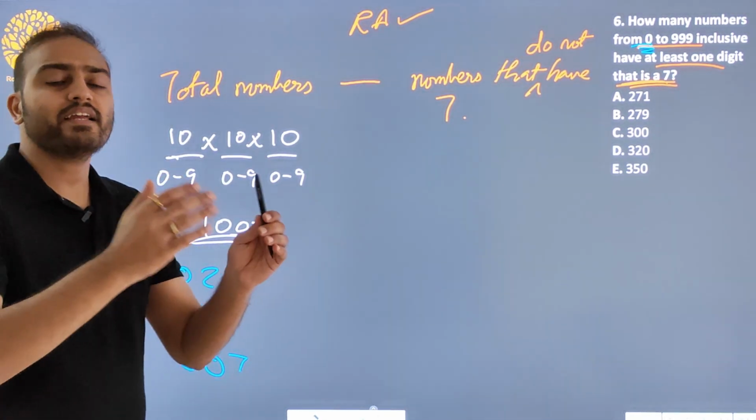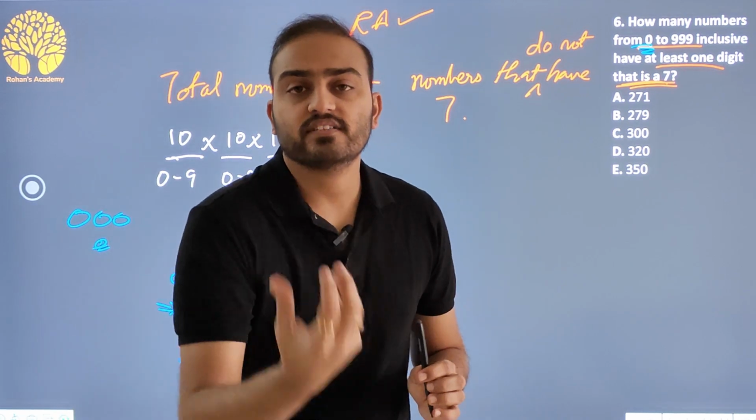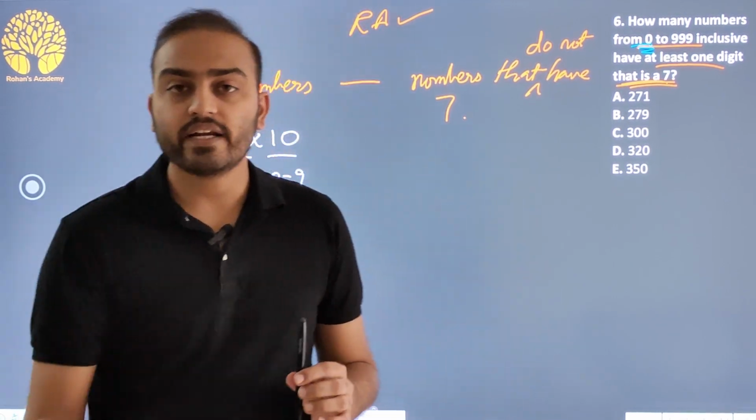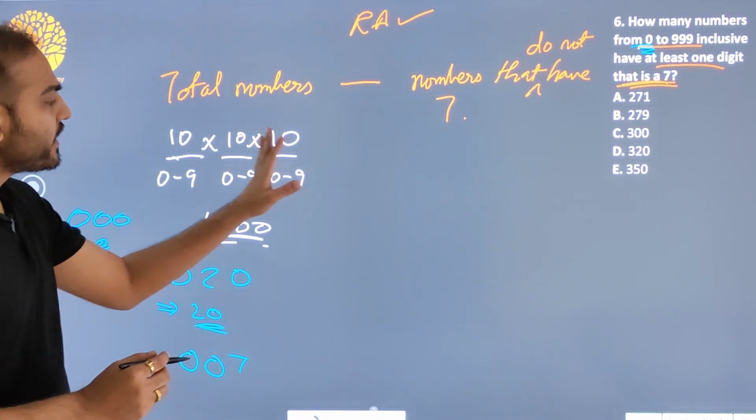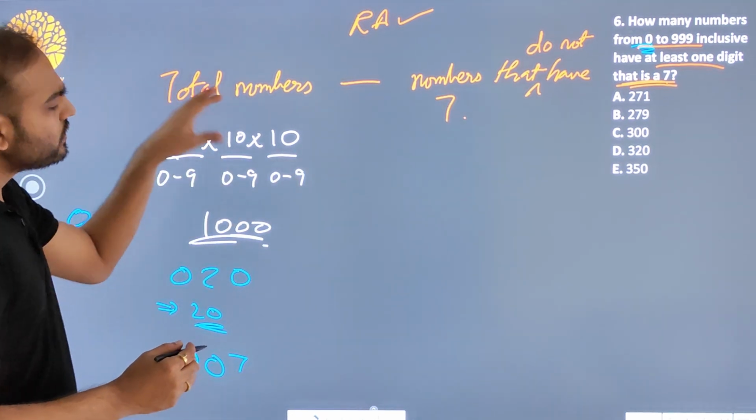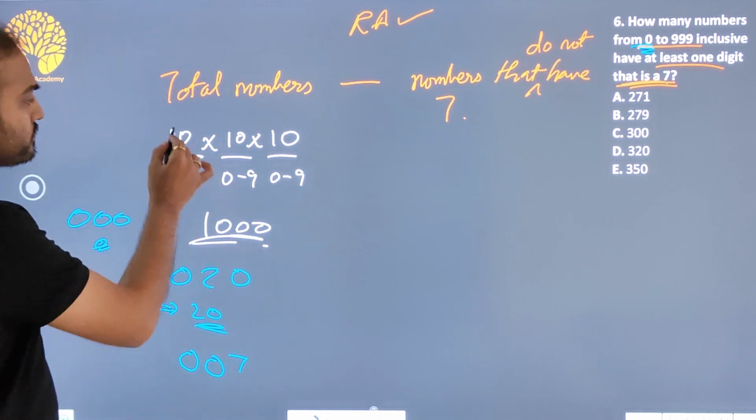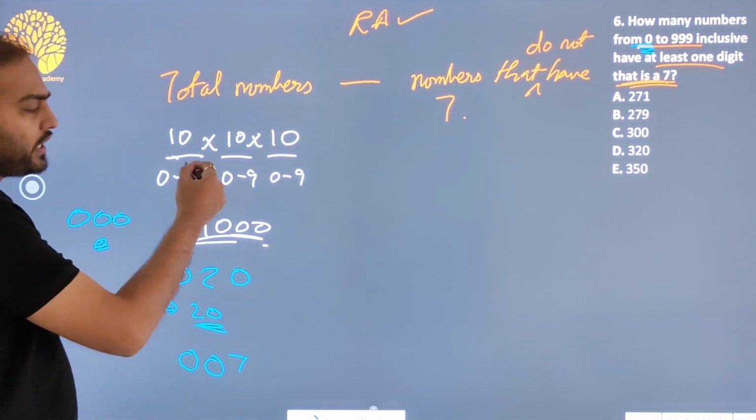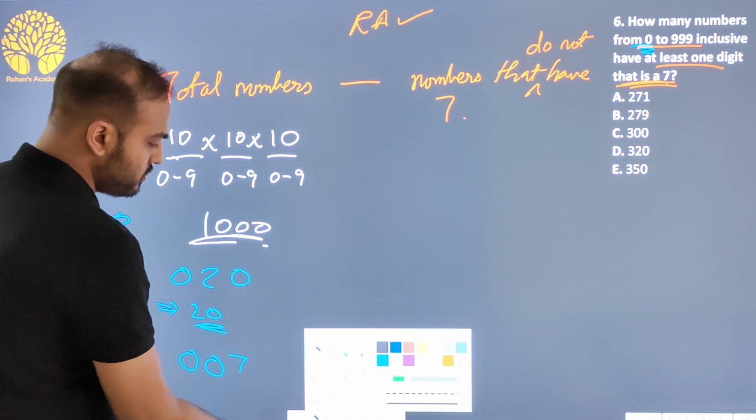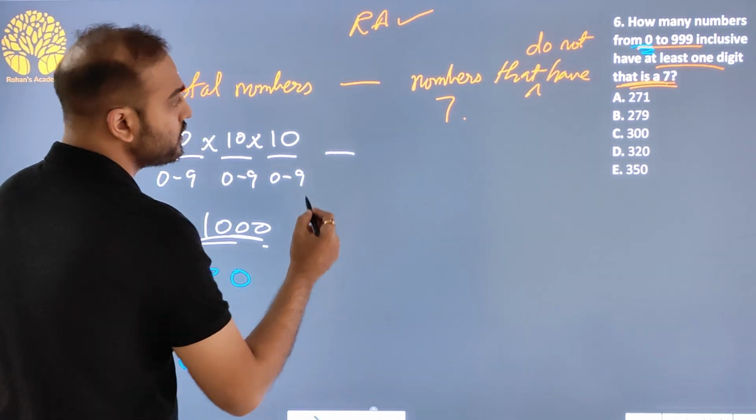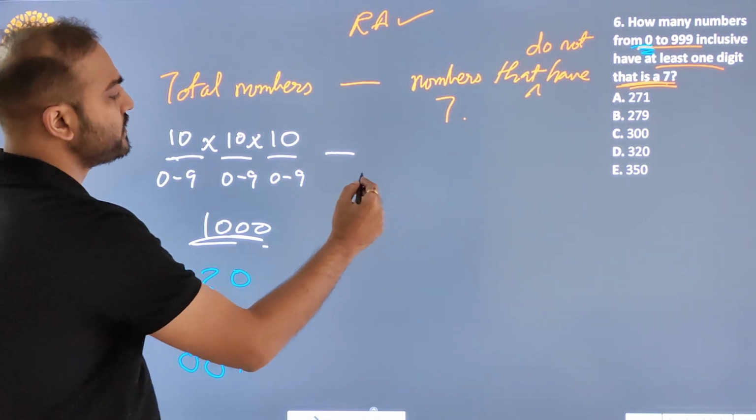So instead of breaking it into 3 cases, that okay, what if it is a single digit number or 2-digit number or 3-digit number, I am just taking 3-digit numbers. I am saying let 0 come in the beginning, no problem. Okay, so total numbers will be 10 into 10 into 10, minus numbers that do not have 7.